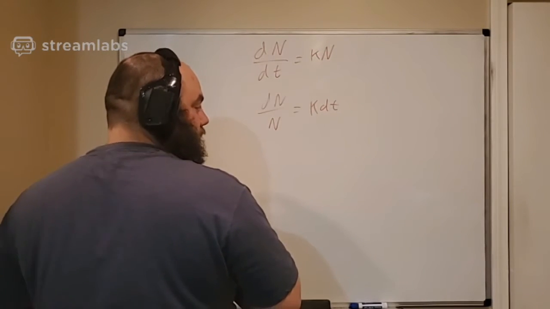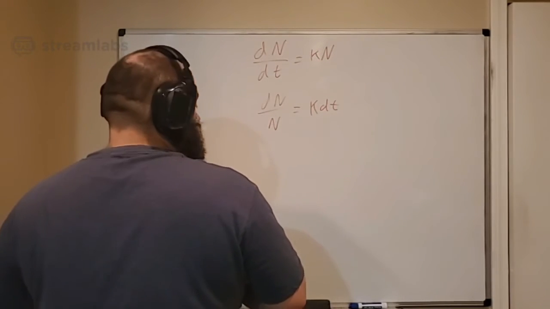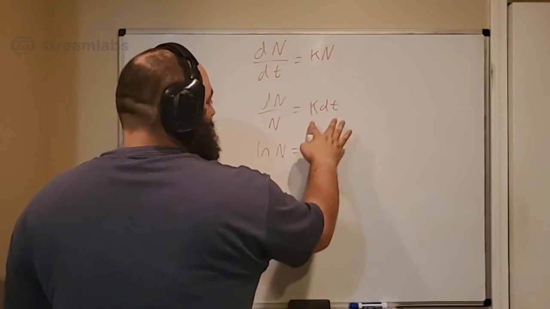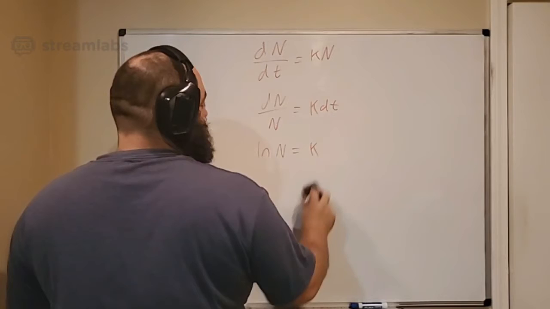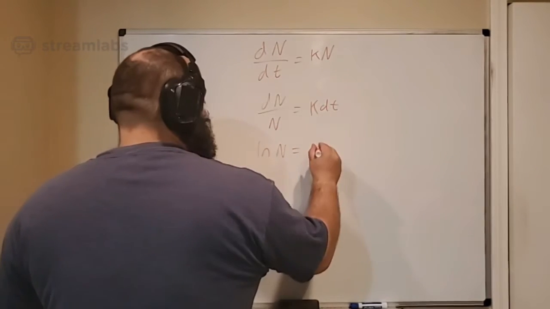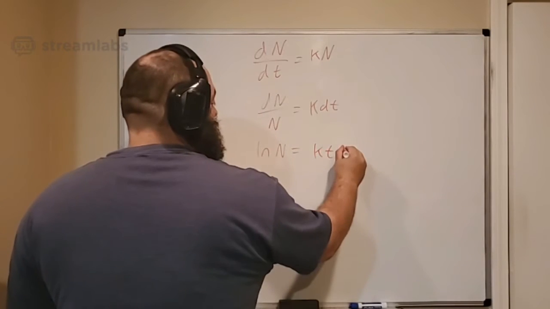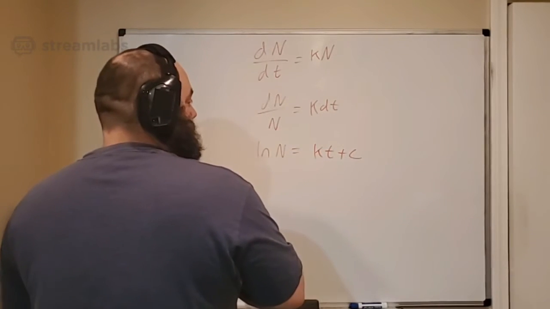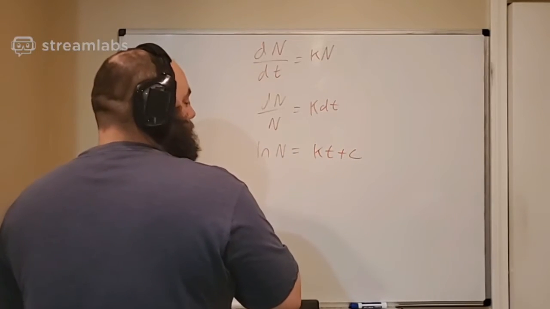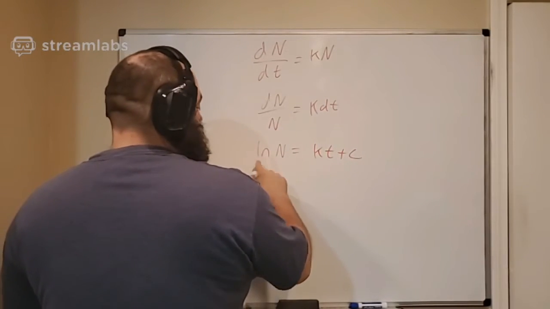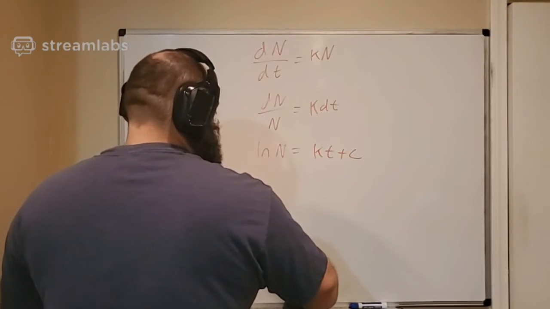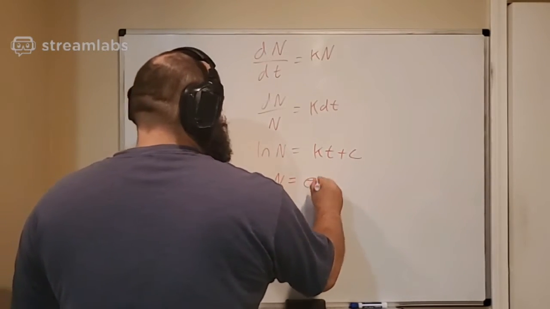Antiderivative of k dt is kt. Don't forget your plus c. Remember, k is a constant and t is the variable there, so it's just kt. Good job on that. And then finish solving this, e to both sides, you get that n is equal to e to the kt plus c, which is equal to c e to the kt.